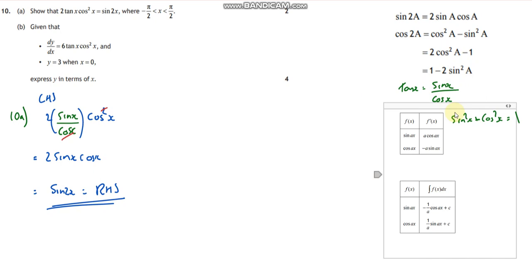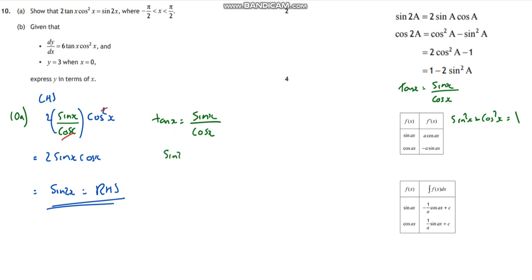Okay, and the marking scheme looks like it's saying you have to write that out properly. You can't just skip ahead or anything. So maybe just to be on the real safe side, you could write what you're using on the side. You could maybe even say tan x is equal to sine x over cos x, just to keep your marker happy. And then here you could be saying that sine 2x is equal to 2 sine x cos x, something like that. Just to show your method, just to show what you're thinking.